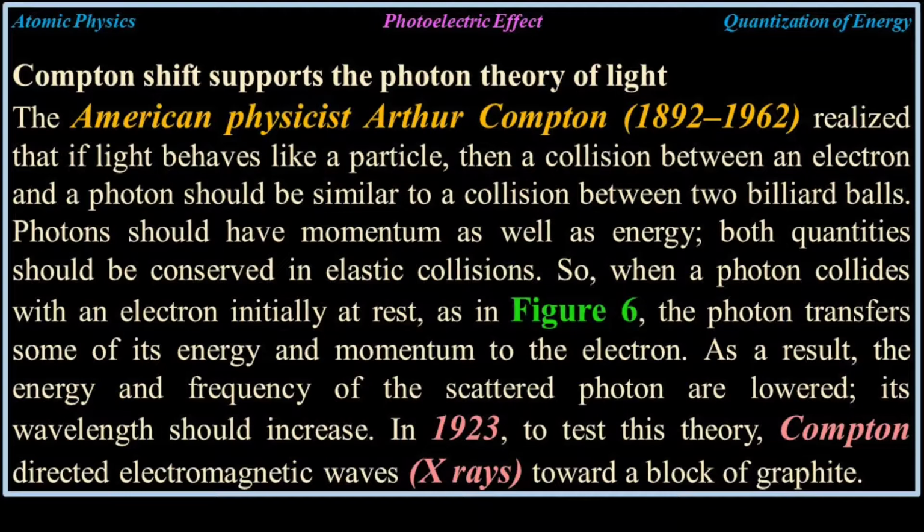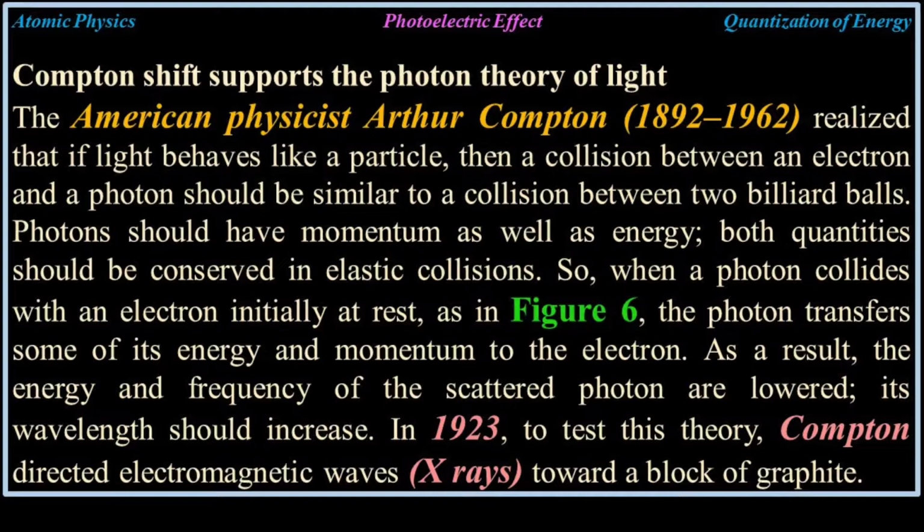The American physicist Arthur Compton, 1892 to 1962, realized that if light behaves like a particle, then a collision between an electron and a photon should be similar to a collision between two billiard balls. Photons should have momentum as well as energy. Both quantities should be conserved in elastic collisions. So when a photon collides with an electron initially at rest in figure 6, the photon transfers some of its energy and momentum to the electron. As a result, the energy and frequency of the scattered photon are lowered.